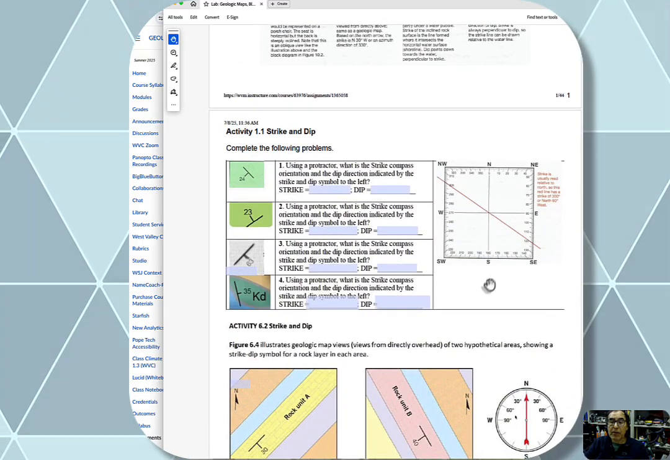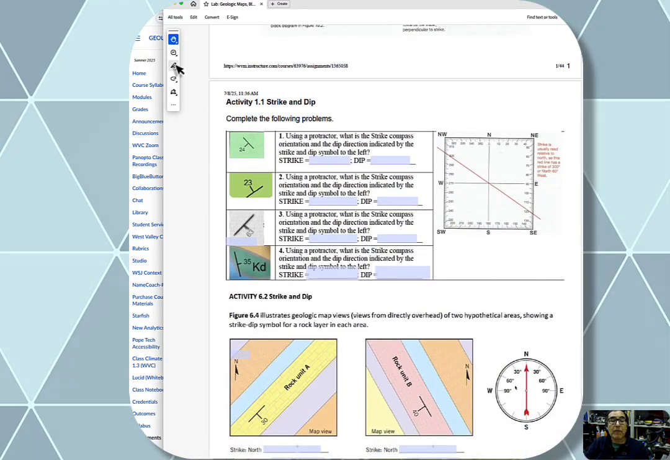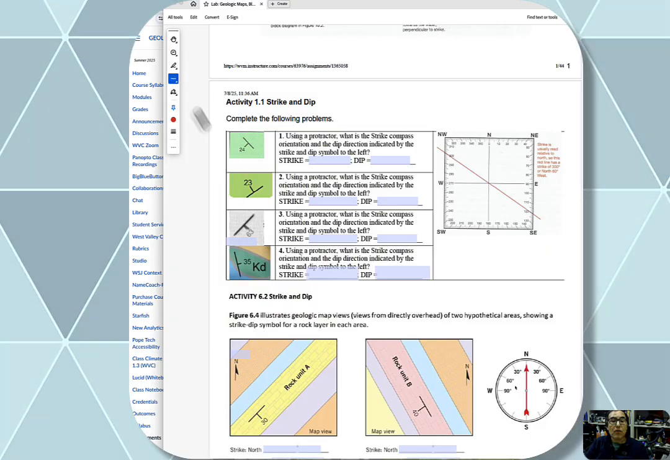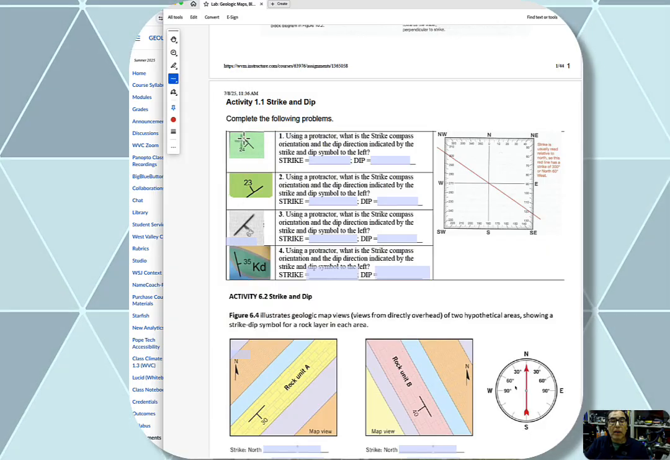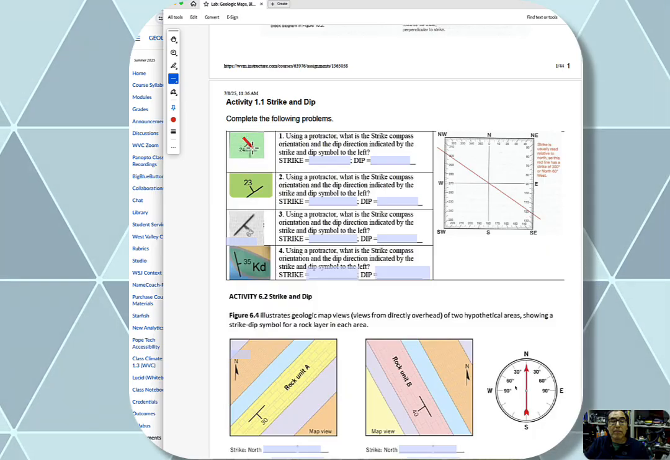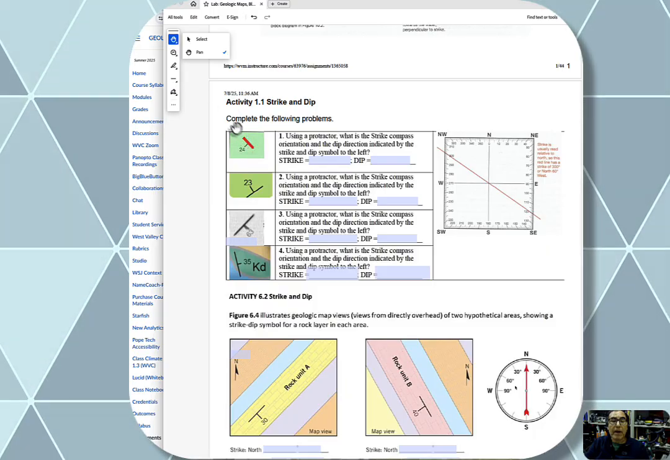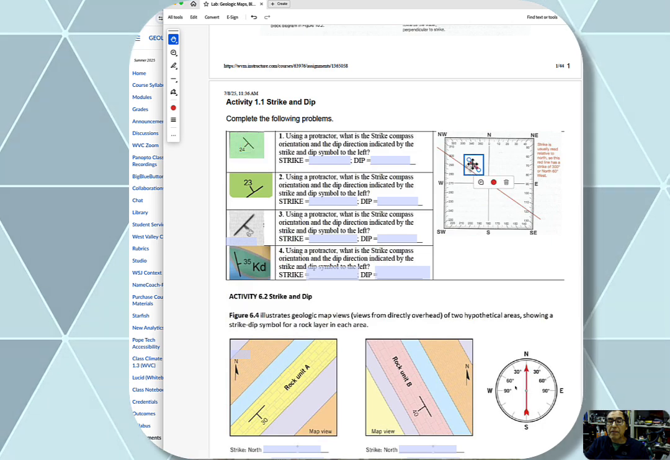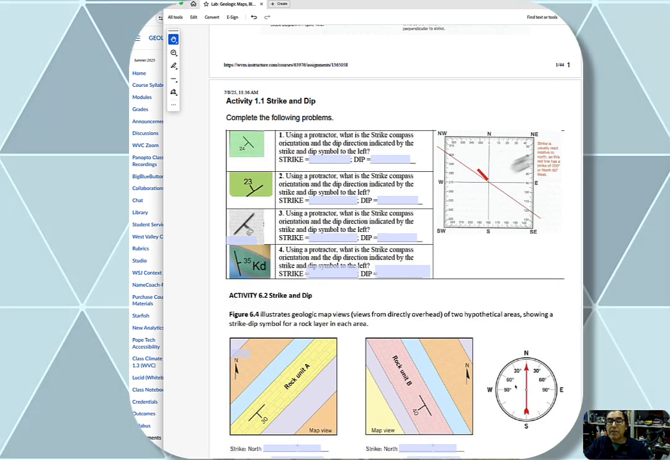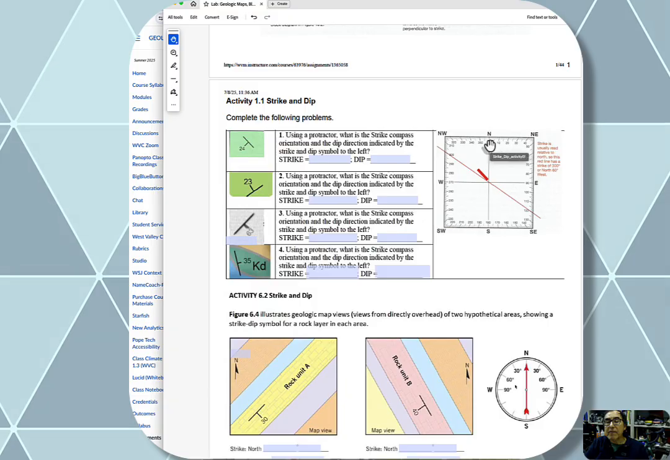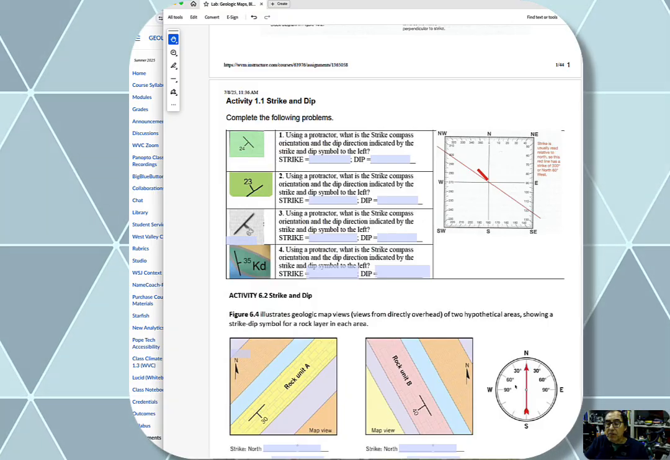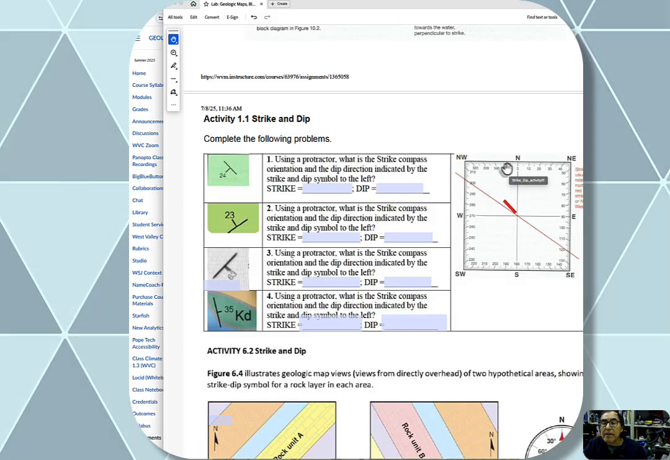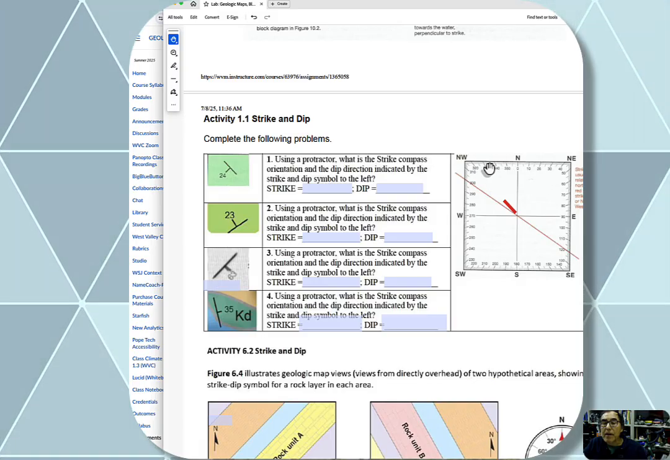On this first part, you will need a protractor. One thing you could do is draw a line along that strike, then grab it and put it over here. When I put it over here, there's my line. Let's zoom in a little bit so we can see it better. There's 0, and then 10, 20, 30, 40.